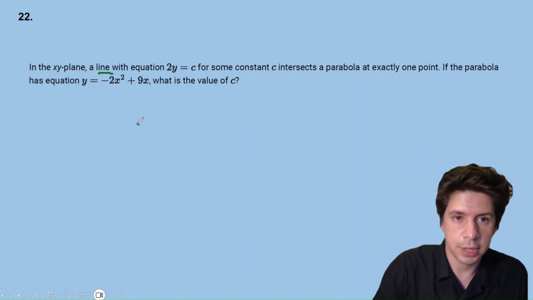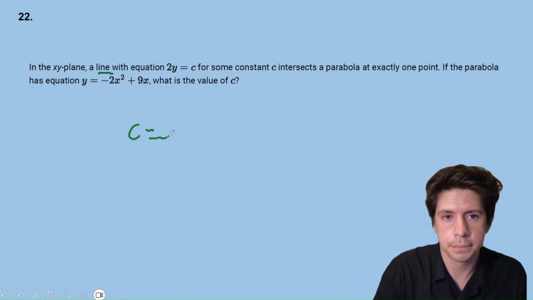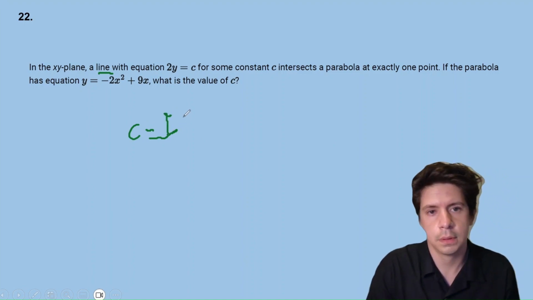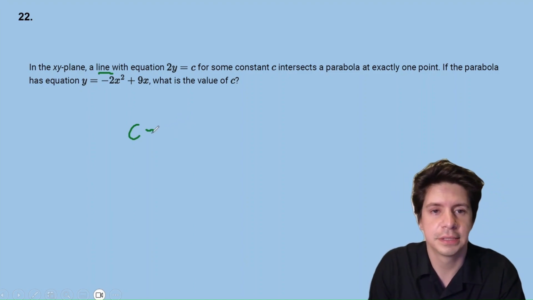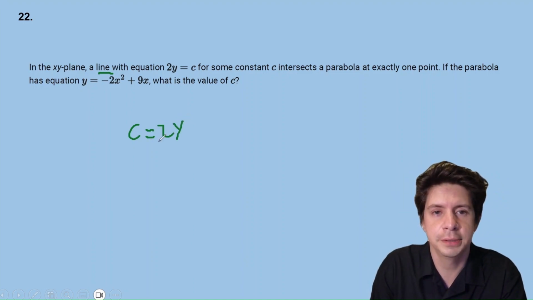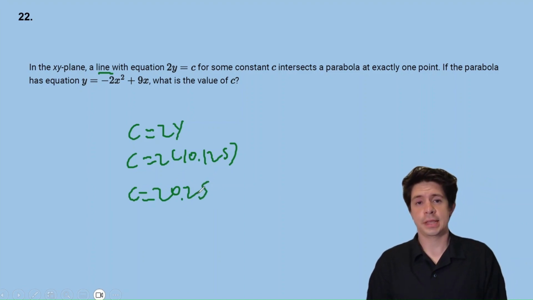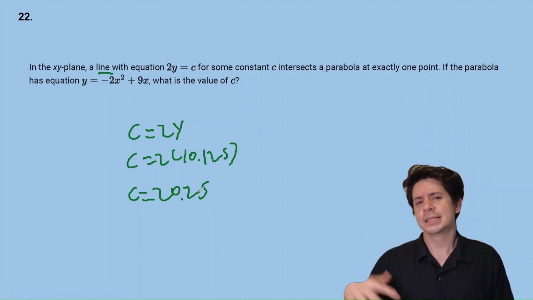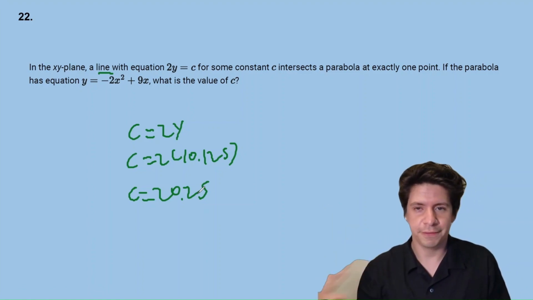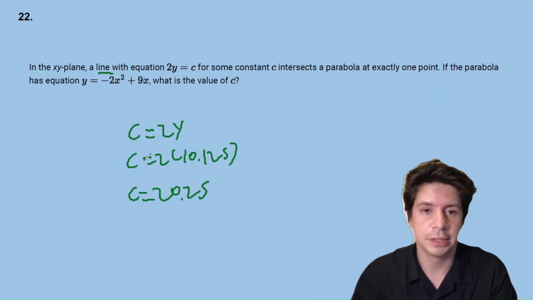C equals 2y. I don't know why I went out like that. Okay, c equals 2y. C equals 2 times 10.125. C equals 20.25. Okay, and that is our answer. It's nice and easy. Let's say you don't want to use Desmos. Let's say you want to do it the old-fashioned way, right? That will be not too bad either.